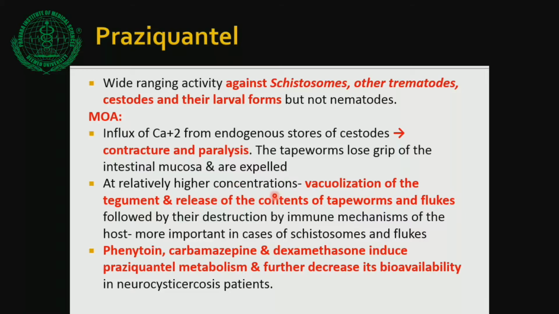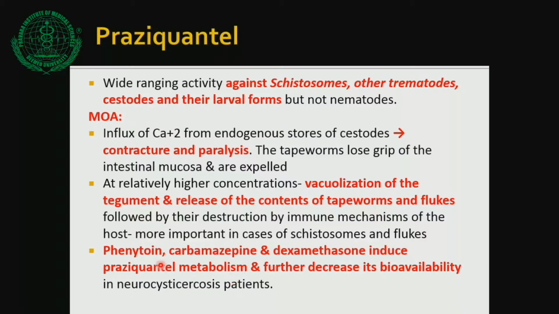At relatively higher concentration, another mechanism of action of Praziquantel is vacuolization of the tegument. That is the formation of vacuoles in the tegument or segments of these worms, and release of contents of tapeworms and flukes outside, because of which they will be deprived of nutrition, followed by their destruction by immune mechanisms of the host. Whatever contents are released will act as antigen, and the host body, that is the human body, will produce antibodies against them and they can be destroyed. So that is most important in case of flukes or schistosomes infestation rather than cestodes.